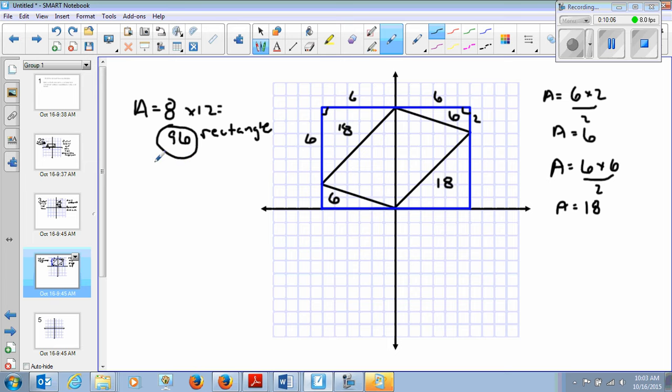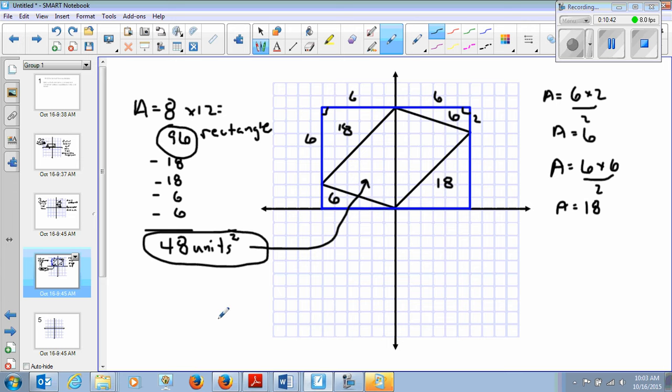So let's do that. 96, we're going to subtract 18, another 18, another 6, and another 6 from 96, and we'll end up with our area. Let's see what that is real quick. So 96 minus 18 minus 18 minus 6 minus 6 gives us an area that's left over of 48 units squared for this parallelogram. Okay, that's a tough question.